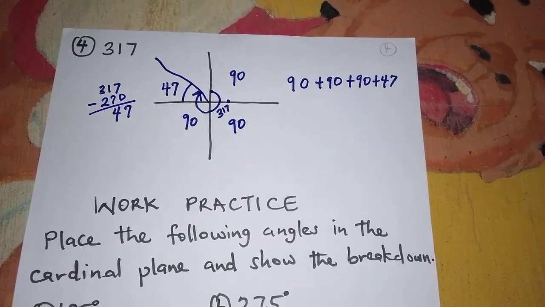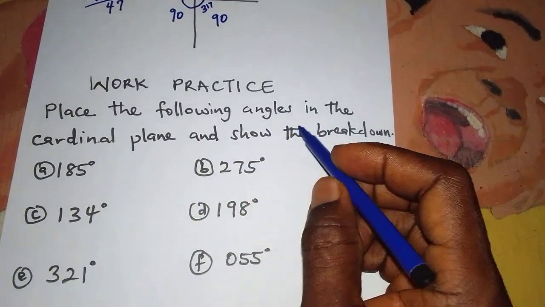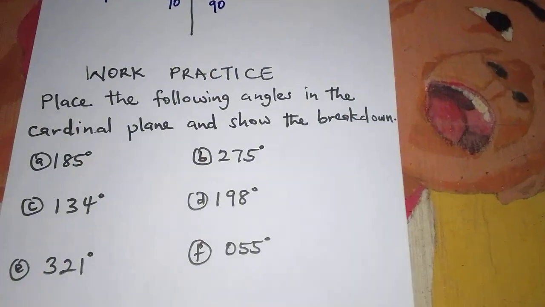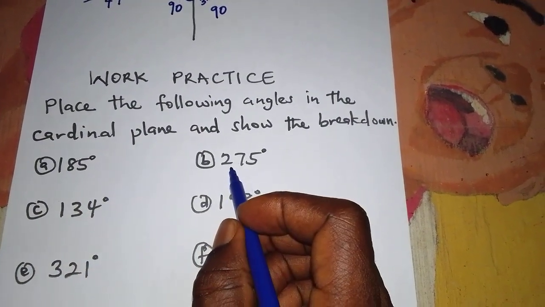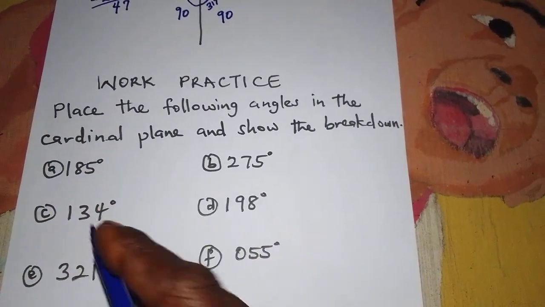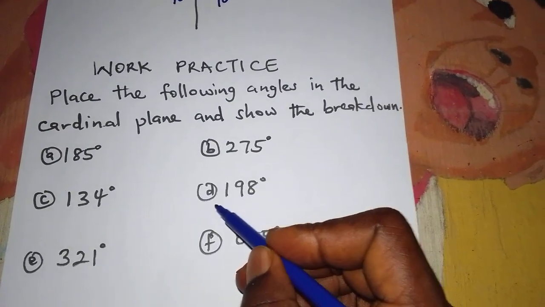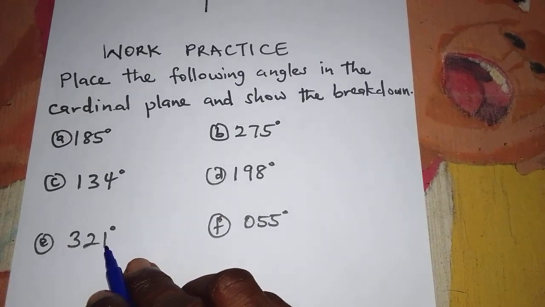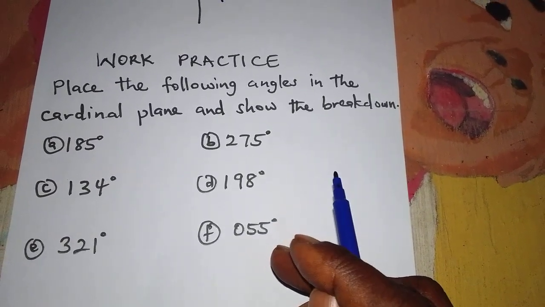Now let us look at the work practice. Place the following angles in the cardinal plane and show the breakdown. A, 185 degrees, B, 275 degrees, C, 134 degrees, D, 198 degrees, E, 321 degrees, and F, 055 degrees.